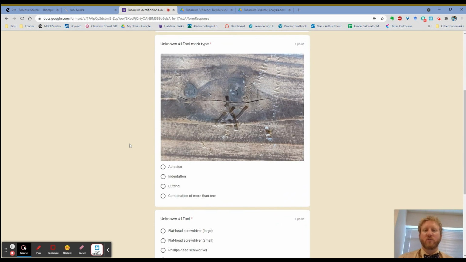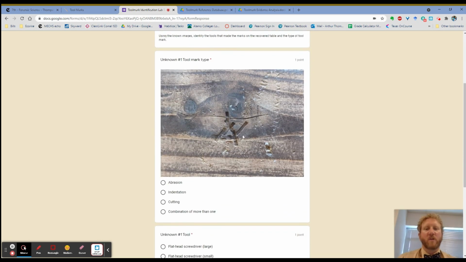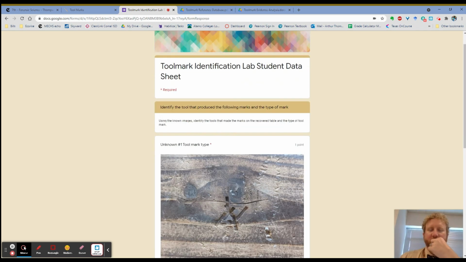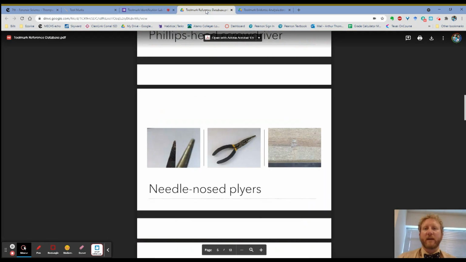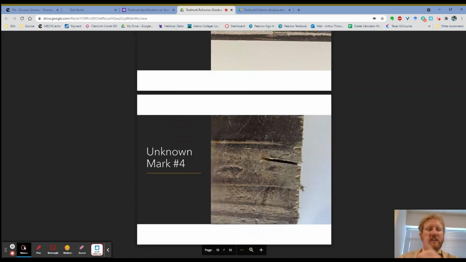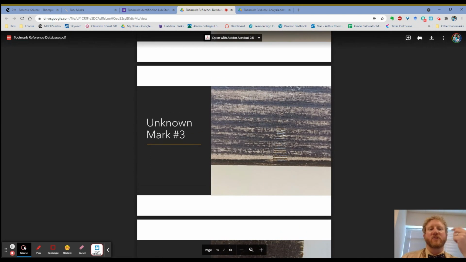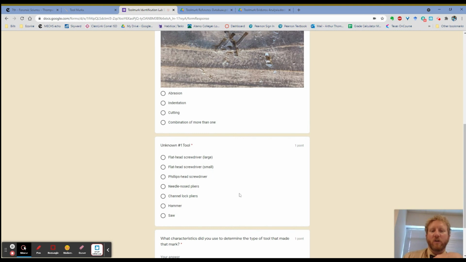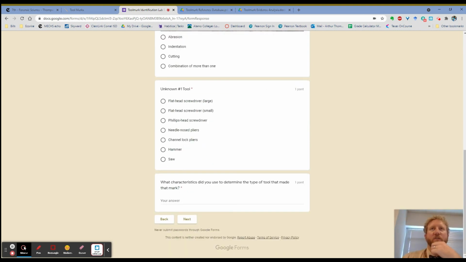All right, now what you'll do is identify the unknown toolmark type. These images are the same images that are found in the Toolmark reference database. You'll identify the tool that made it and the characteristics that you use to determine the type of tool that was made. Now, you'll do this for each one of the unknown tool marks. I believe there are 4. So identify the type of tool mark, identify the tool that would have made the mark, and what characteristics you used to identify the type of the mark. And then the last part in here is an explanation of what happened.